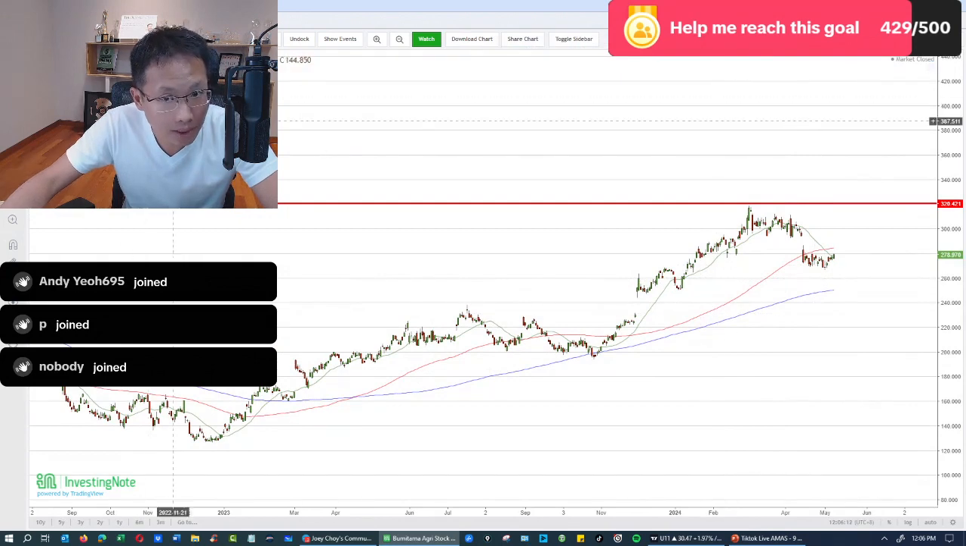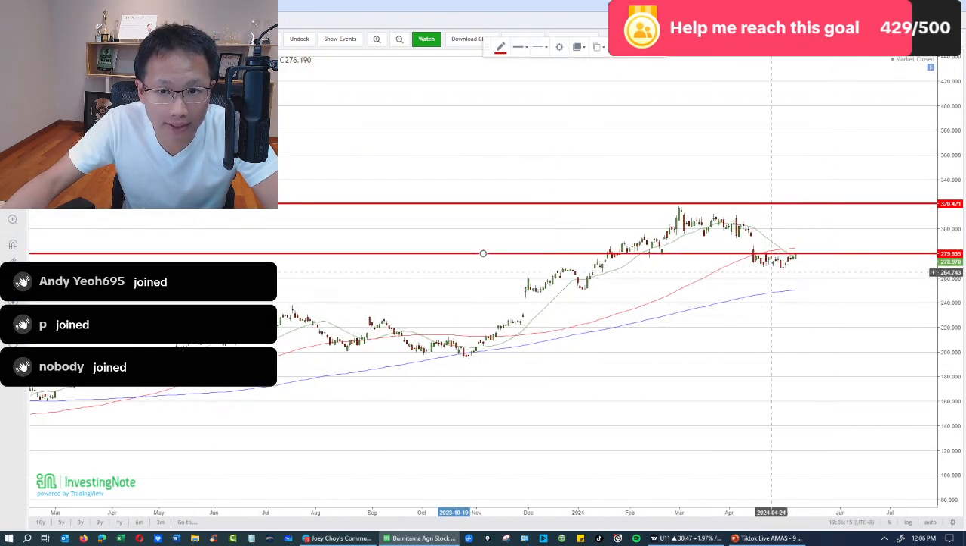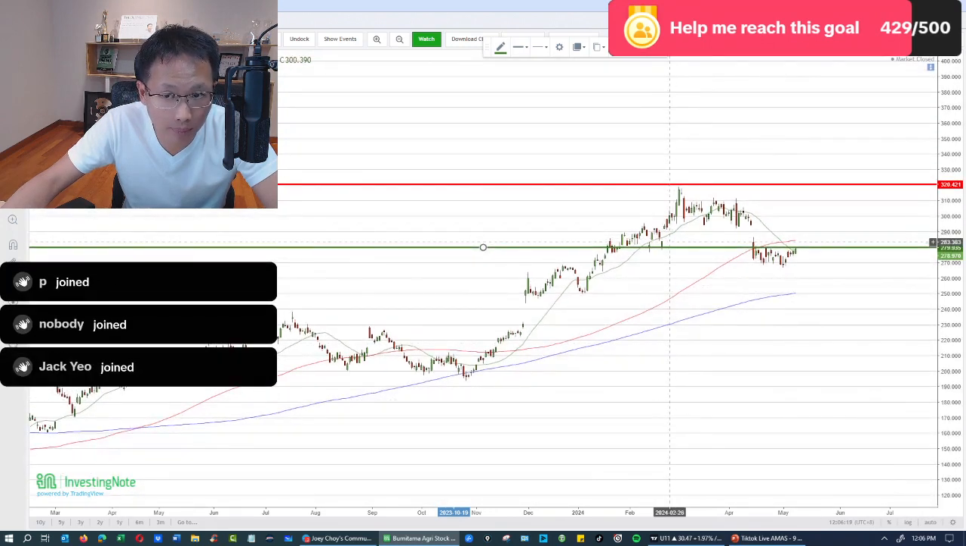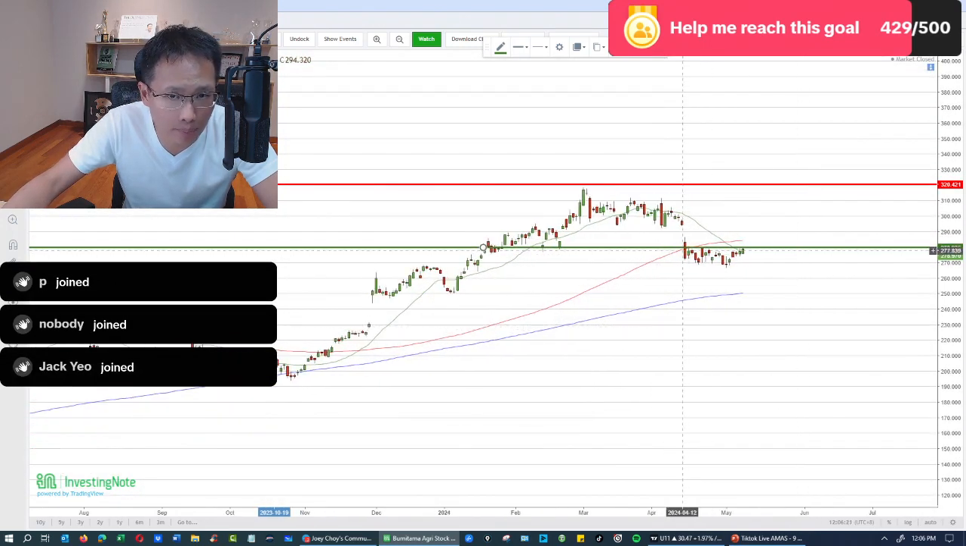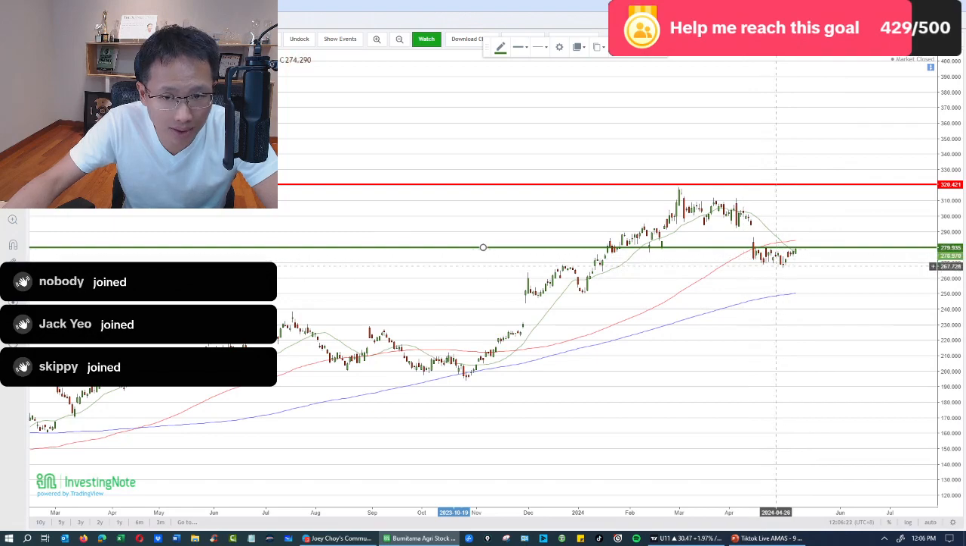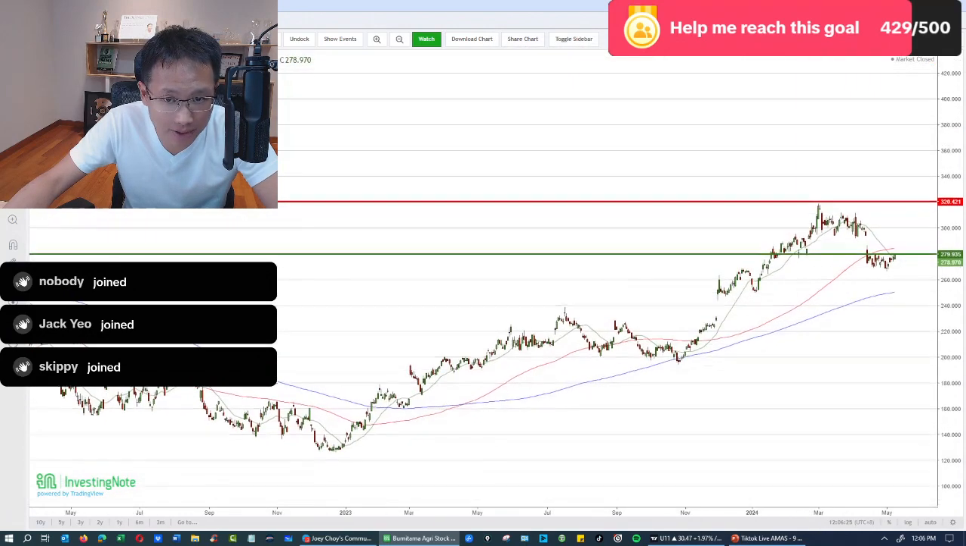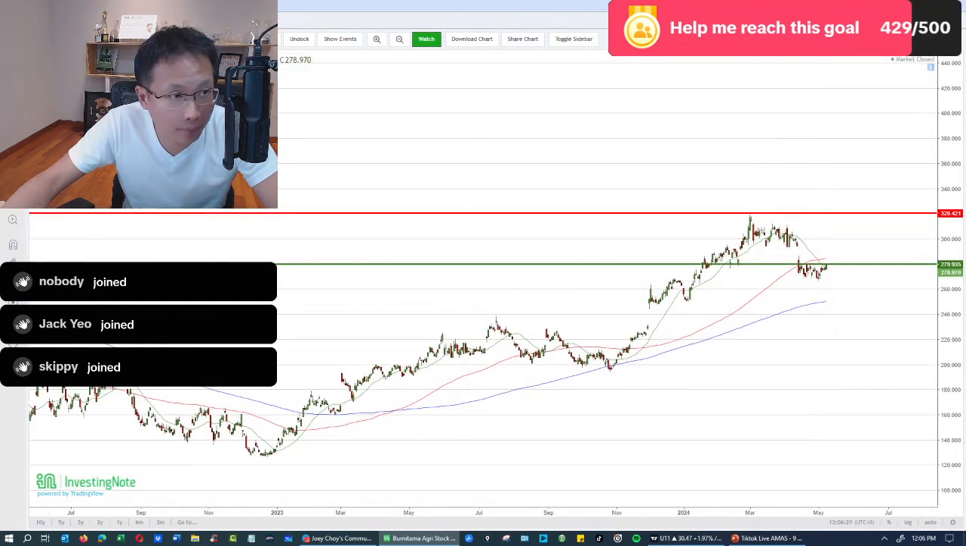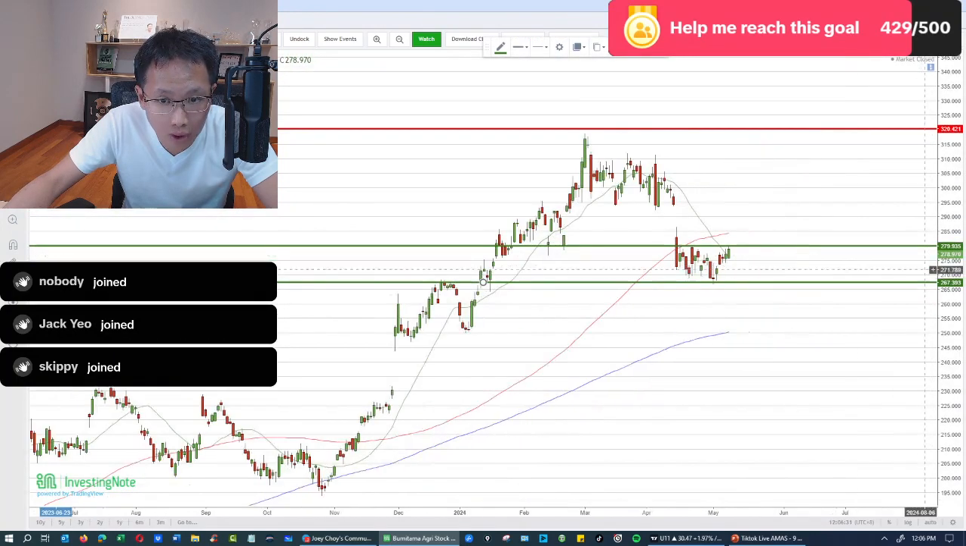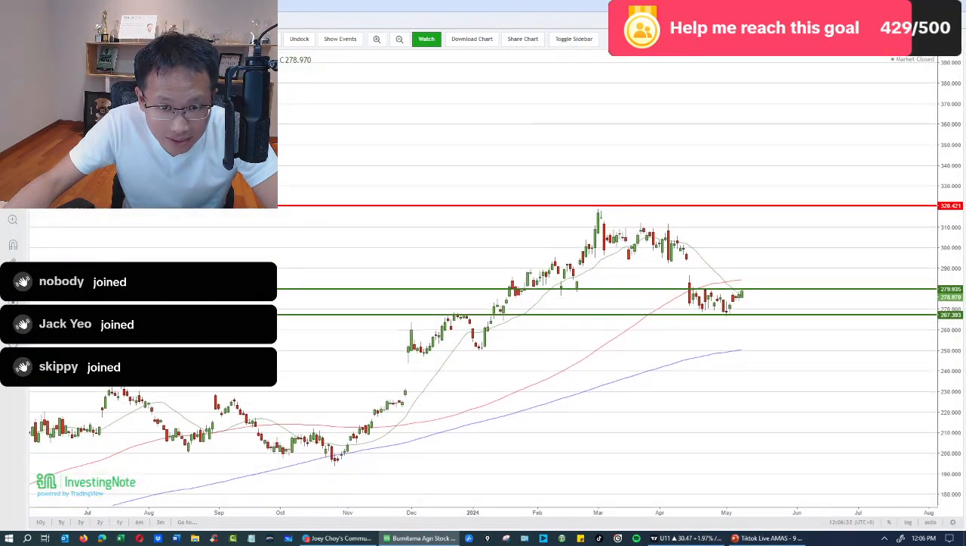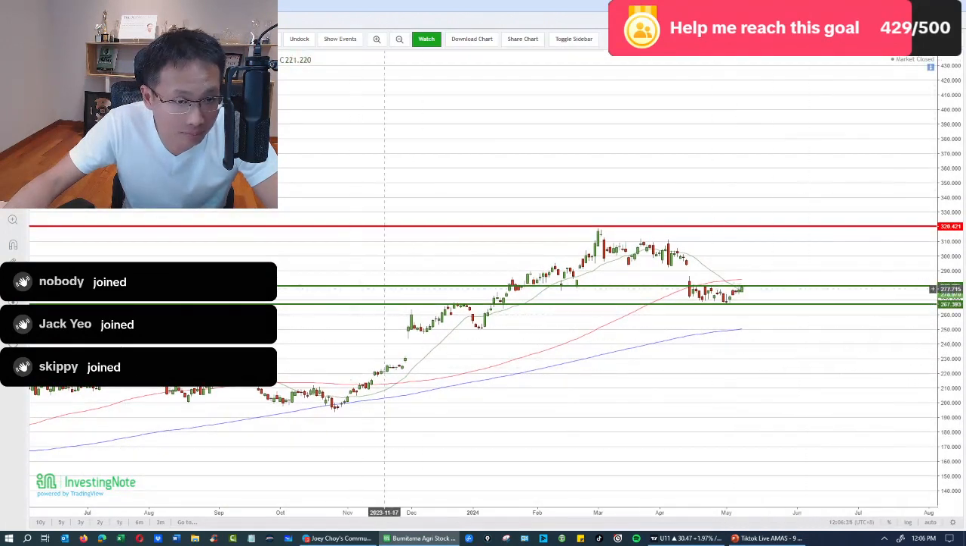Support level would be somewhere around 280. You can see that we actually broke this little support. It used to be about 280 to 290. We went below 280, but at least we are seeing some signs of strength coming back already at the next support level, maybe right around 270, right? Yeah, 270. It seems like some bargain hunting is coming back.